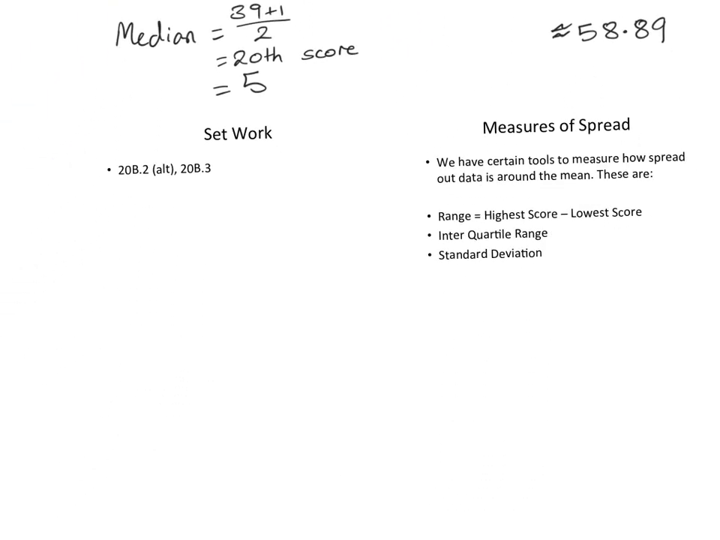Okay, so the set work for that is 20B.2, just alternate questions, and 20B.3. I've got a feeling B.3 isn't very long, and that's why I haven't said alternate, but if it is long, just do alternate. Okay, I would like to keep going though, because the next part is quite easy and quite short.